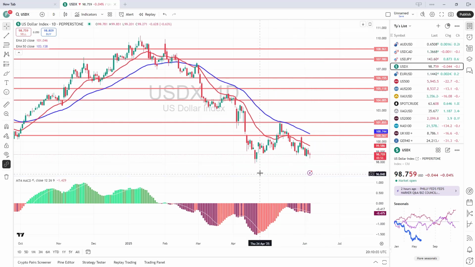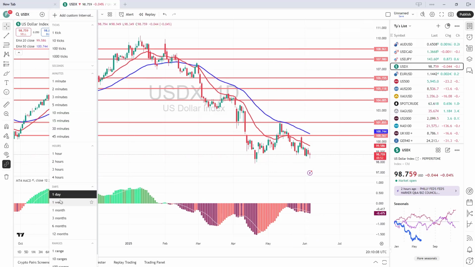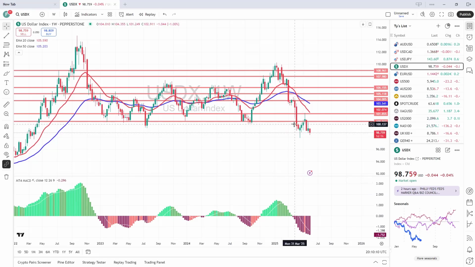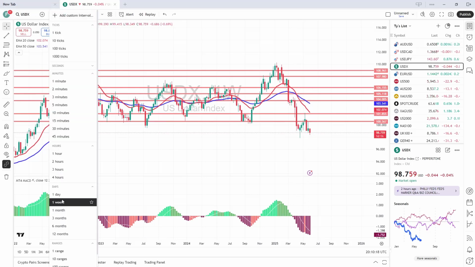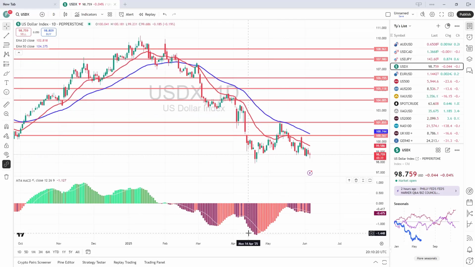The way I see it, it's forming a very big double bottom. I mean, if we go to a weekly, you can probably see it more clearly, but you can see here we've got a bottom and another trough here. Okay, so they're the two troughs, and then you go back to the daily, and you can see that we've got big MACD divergence as well.